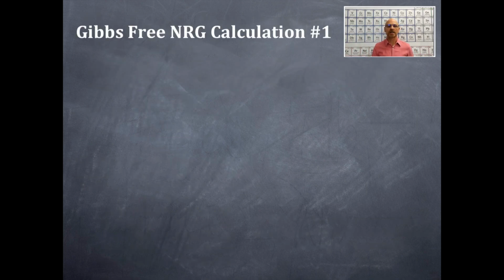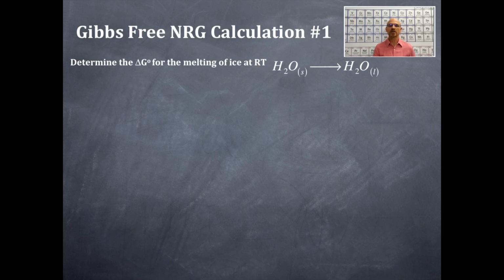So today we are talking about Gibbs Free Energy calculation number 1. We're going to determine the delta G naught for the melting of ice at RT. And what is RT? RT is room temperature. Okay, here's the equation that we're going to look at.